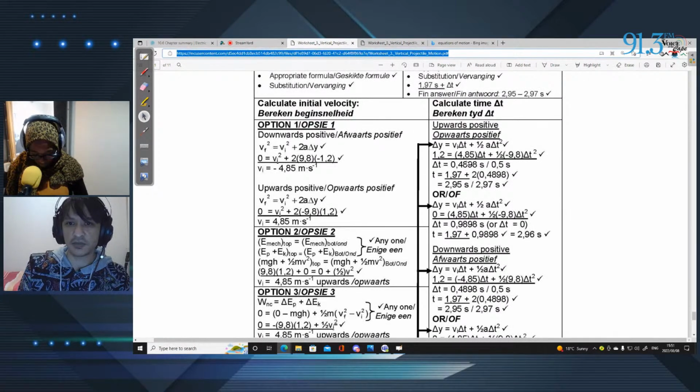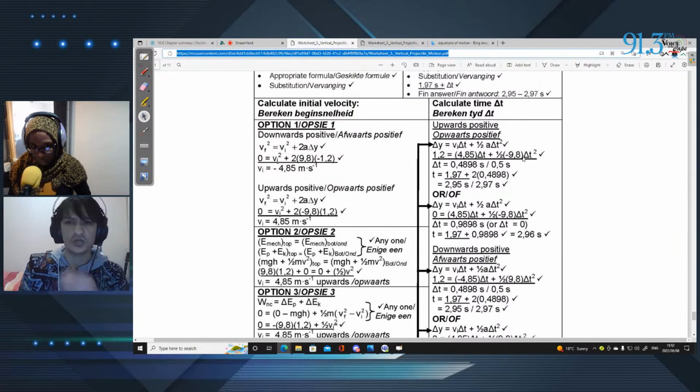So now, we take this equation, we pull it over here, and now we're going to calculate the time delta t. So now we use this one over here, where upwards is positive. So delta y is equal to Vi delta t plus half a delta t squared. And all we're doing here is making delta t the subject of the formula, and we substitute our values in. Well, the highest peak at that point is 1.2. Vi, we worked it out to be 4.85, substituted in there. Delta t, we don't know, we leave it as is. A half, negative 9.8 for acceleration, delta t squared.